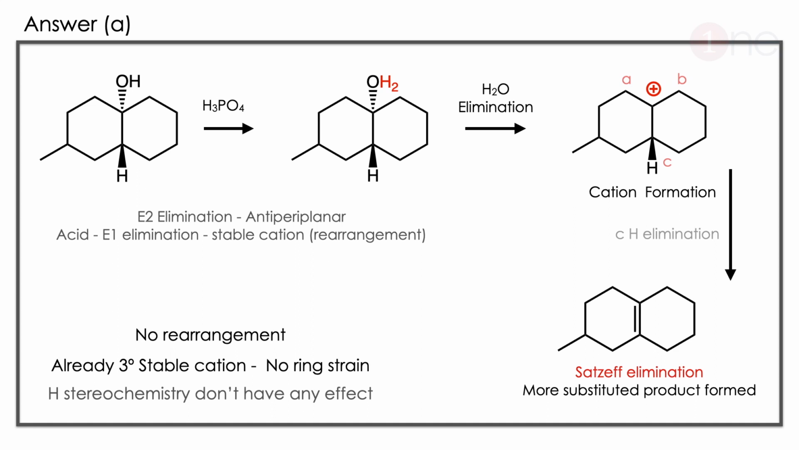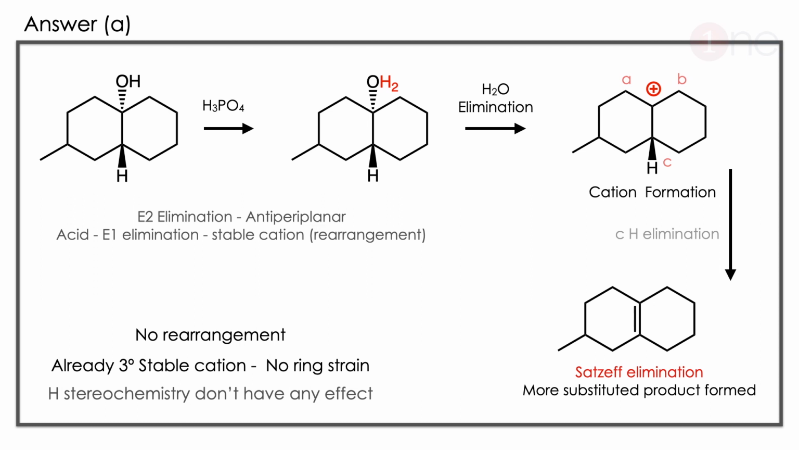This reaction is an E1 reaction, hence carbocation formation occurs. So the first step, you are adding the acid, so water is removed. So the planar cation is forming. The cation formation occurs after water elimination. Then there are 3 possibilities, A, B and C. Which hydrogen will leave? A hydrogen or B hydrogen or C hydrogen.